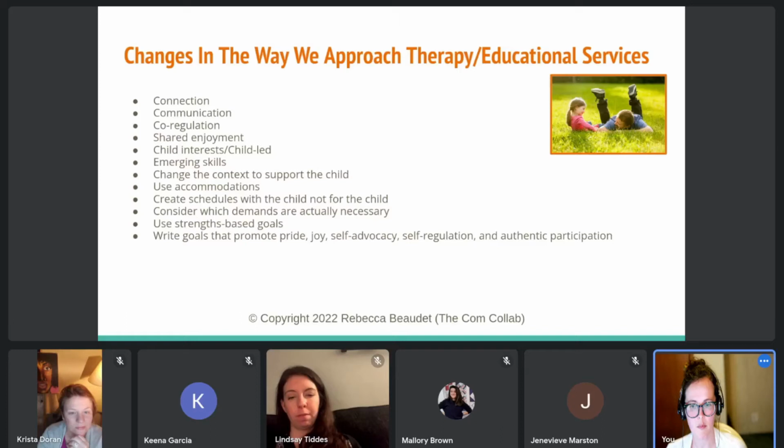Using accommodations, and this can look different for lots of different kids. Are we using speech to text? Are we using audiobooks? Are we providing modified scissors? Different alternative seating? Lots of different accommodations. We really want to, again, think about each sensory system with our accommodations, creating schedules with the child and not for the child.